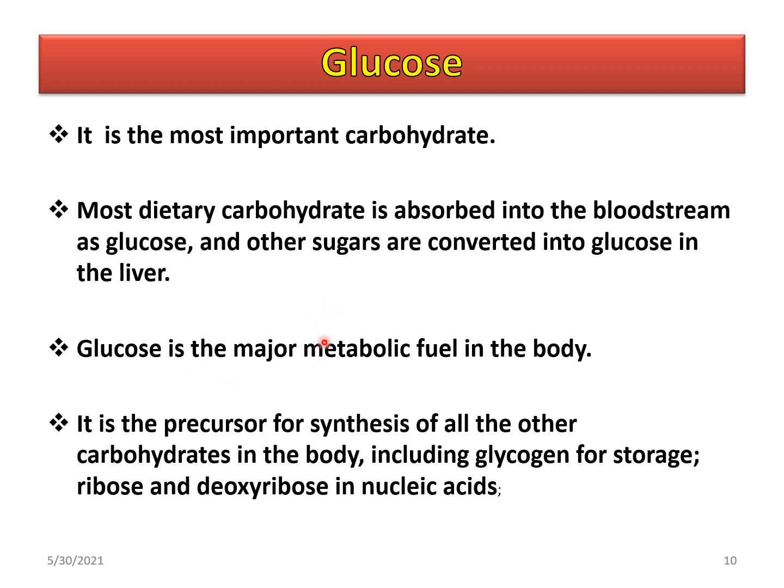Glucose is the major metabolic fuel in the body, هو المصدر الرئيسي للطاقة. It is the precursor for the synthesis of all other carbohydrates in the body, including glycogen for storage and the ribose and deoxyribose. In other words, glucose is the precursor for the synthesis of these pentose sugars that are included in the synthesis of nucleic acids.